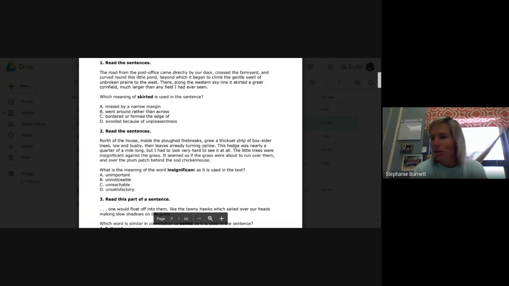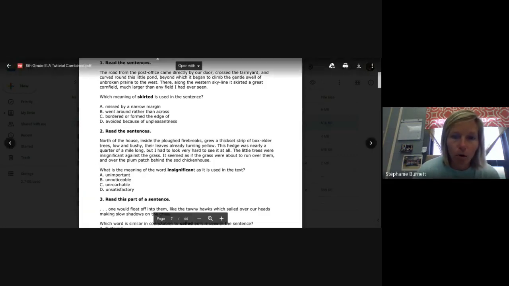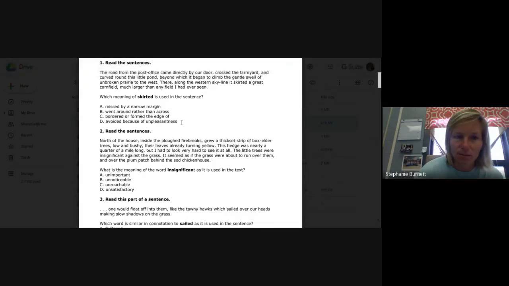Okay, and this is very important too, because maybe you know what skirted means already. That's great, but sometimes things have multiple meanings, so don't just assume that you know what skirted means, and don't skip reading the sentences. Always take time to read the sentences. All right, it says, missed by a narrow margin, went around rather than across, bordered or formed an edge of, or avoided because of unpleasantness.